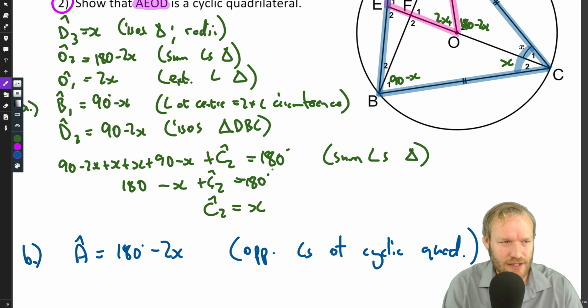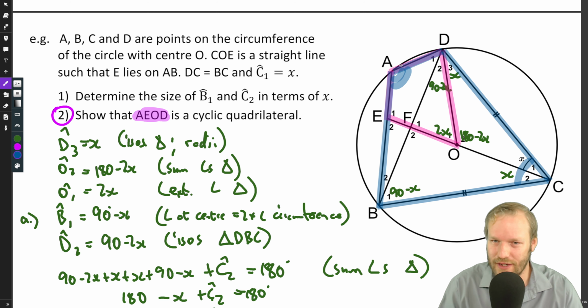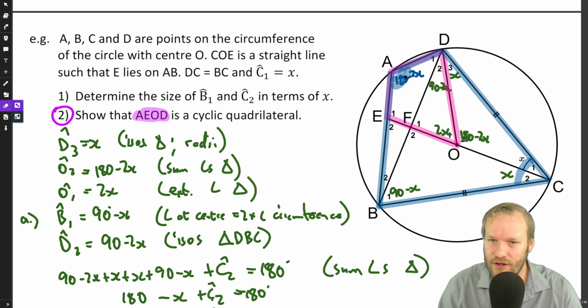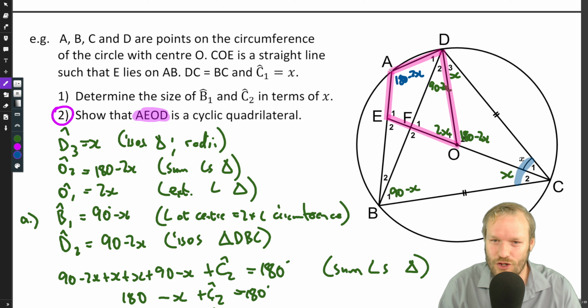And now that we have that, and I'm just going to capture that so you can see which cyclic quad I'm talking about. I'm talking about ABCD. So opposite angles of cyclic quad ABCD tells us that if that's 2x, this angle here must be 180 minus 2x. Now if we look at the cyclic quad we're trying to prove, well, now we're done, because angle A equals 180 minus 2x. We've shown that in the pink quadrilateral, AEOD, the opposite angles are supplementary. Well, then we're done. That's everything we need to show.